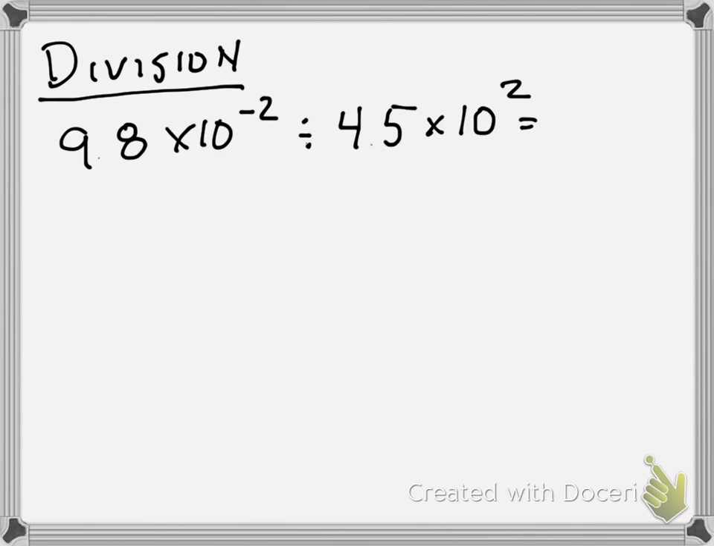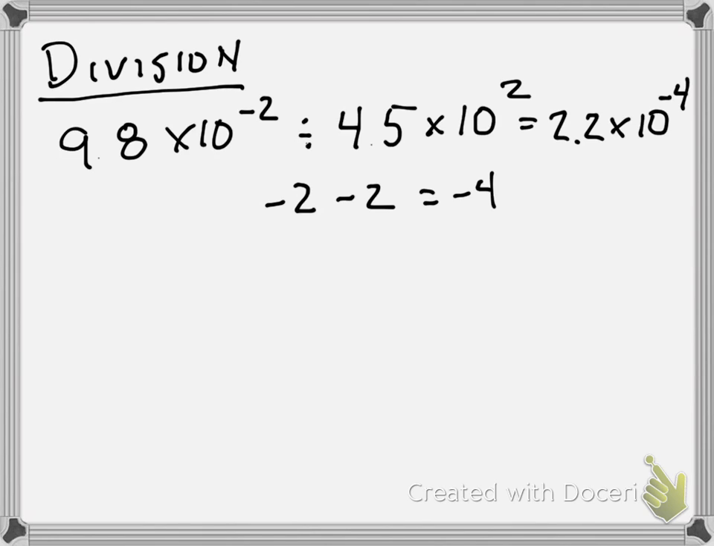So you would get 9.8 divided by 4.5 gives us 2.2 times 10. And now, please note, it is negative 2 minus 2. Well, negative 2 minus 2 is negative 4. So it's 2.2 times 10 to the negative 4. That's all you would have to do. There's nothing more complicated that I could do.